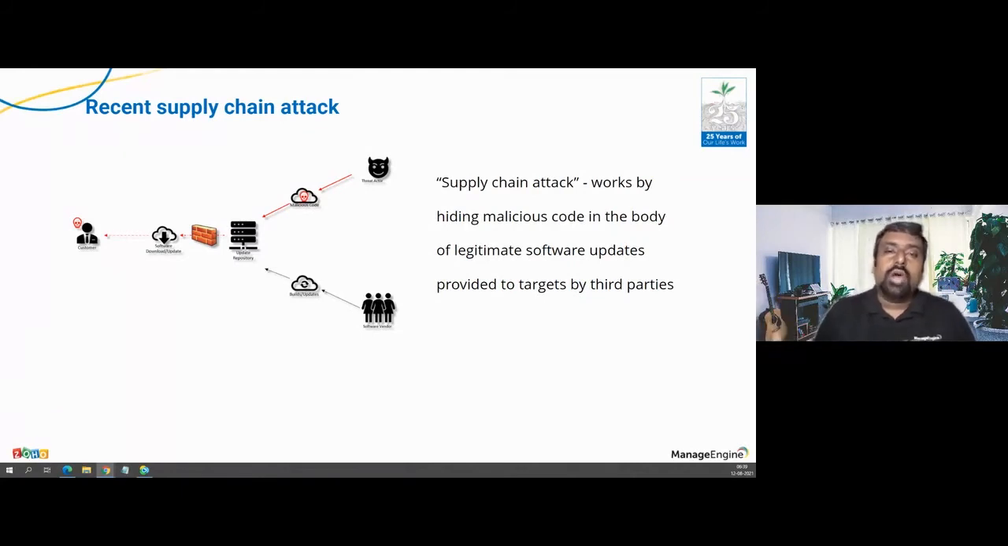And while you download this legitimate software, this code also gets downloaded in the background, and they use the same privilege that these known application users use, and they're going to laterally move into the endpoint level. At some point, if you drill down these different supply chain attacks that have been happening, you will understand one thing: they're all legitimate software.